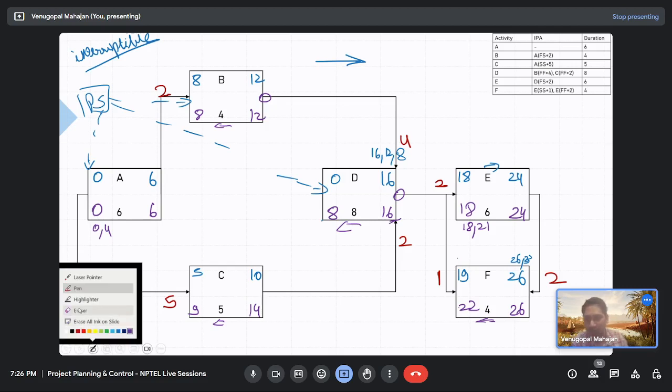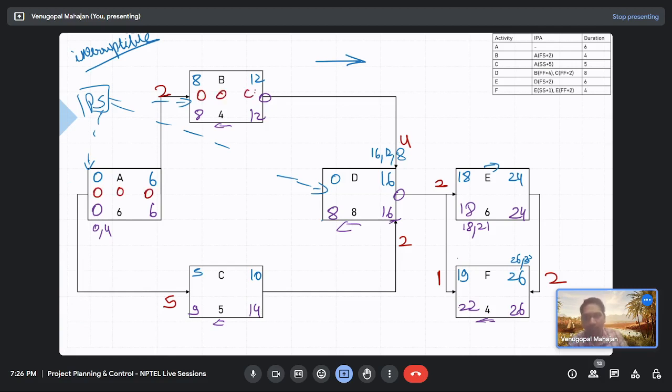So in this case, let's calculate all the floats. You know the formula for float, right? So I'll just keep on subtracting it. What about this? Again 4. No, no, this value is wrong here. Yeah, this is 3.